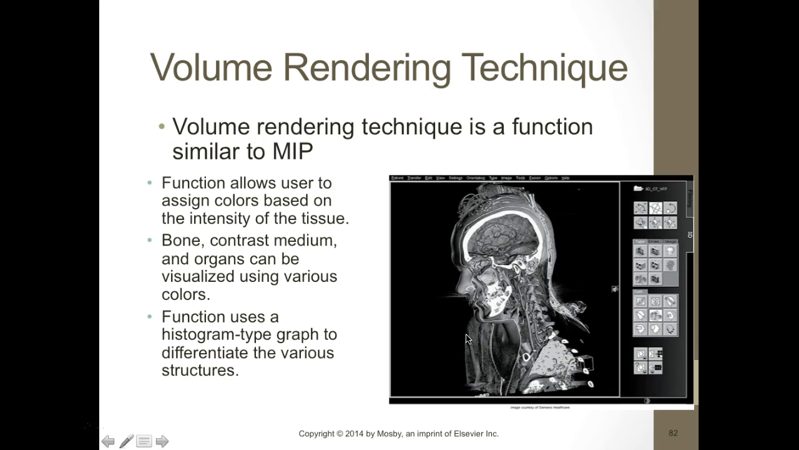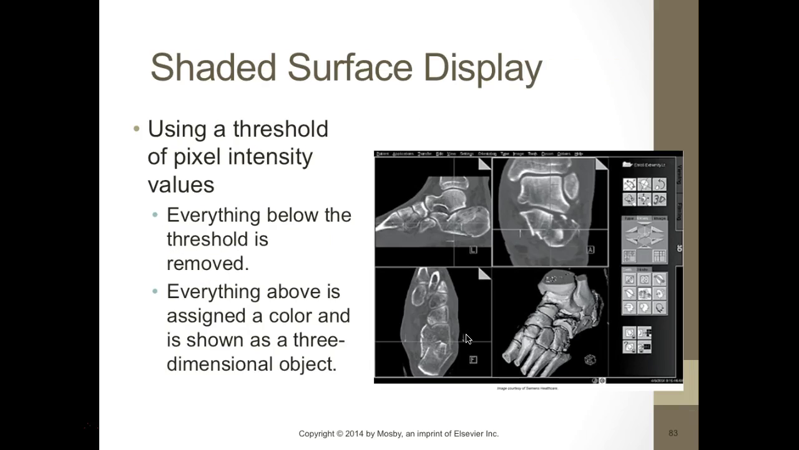So volume rendering. Similar to the MIP, this function allows the user to assign colors based on the intensity of the tissue. So bone, contrast, and organs have various shades of colors. The function uses a histogram type of graph to differentiate the various structures.